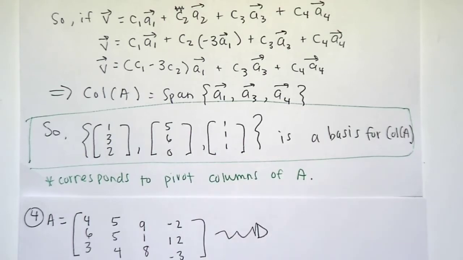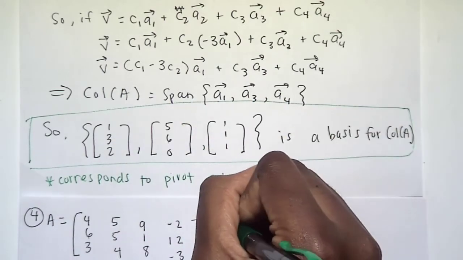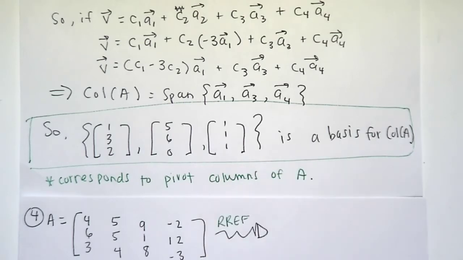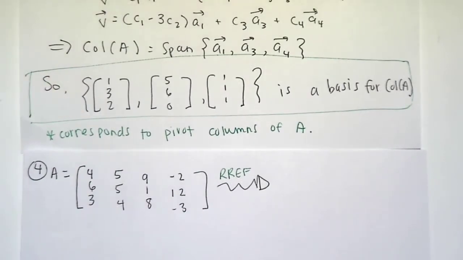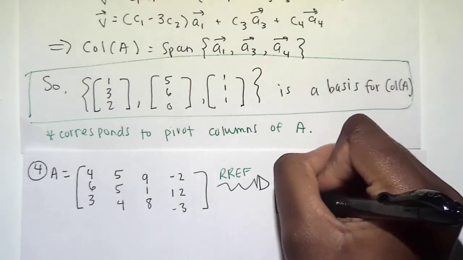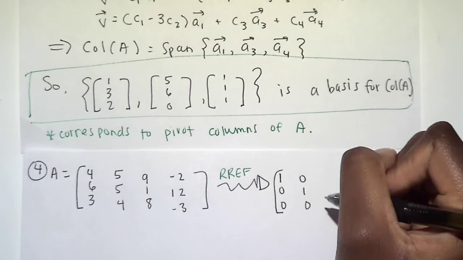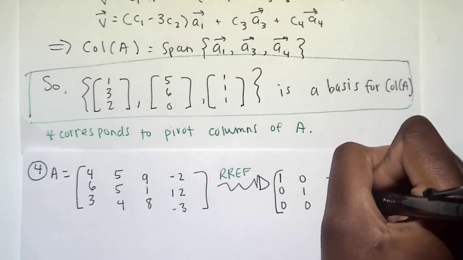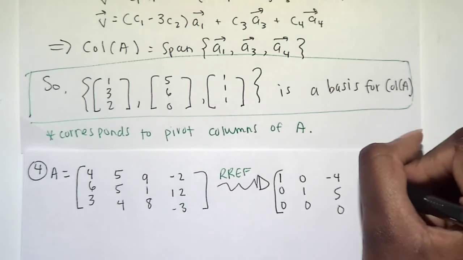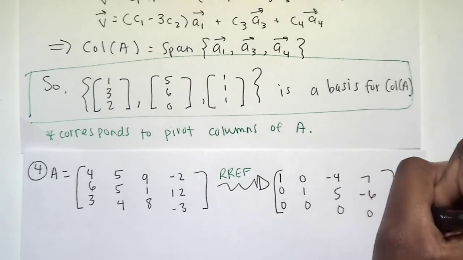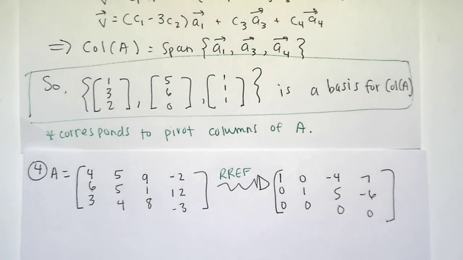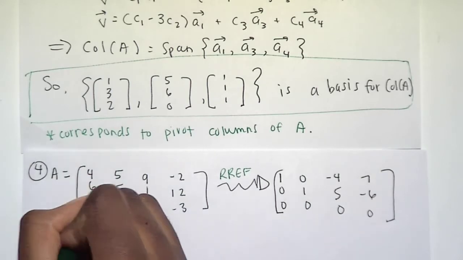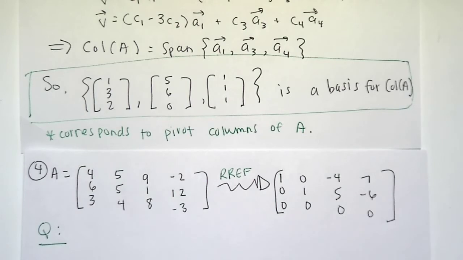All right, and so I'm going to row reduce this. All right, and so down my columns, I get 1, 0, 0, 0, 1, 0, -4, 5, 0, 7, -6, 0. And so the question that I want us to answer about this matrix, how many vectors will be in a basis for the column space of A?